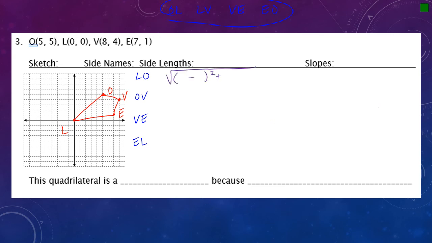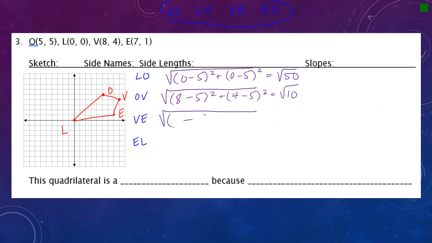All right, so now let's do side lengths. So LO, I would have 0 minus 5 and 0 minus 5. When you put that in your calculator, you'll get the square root of 50. Now we're going to do OV. So I have to use the first and the third points, so be careful that you're using the right points. So I would have 8 minus 5 and 4 minus 5. And this comes out to be the square root of 10.